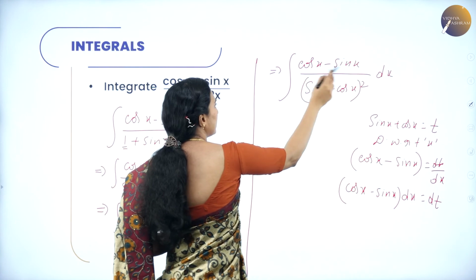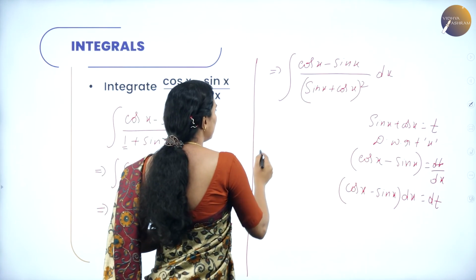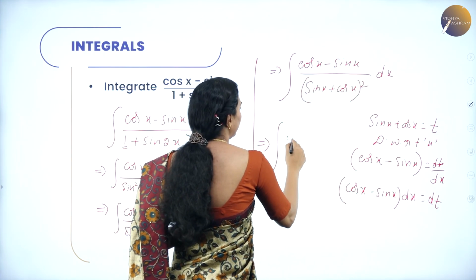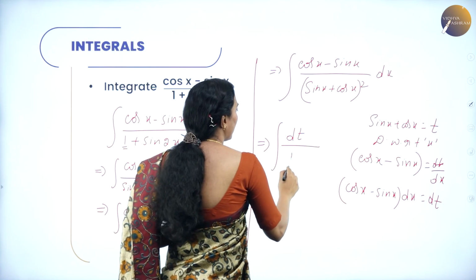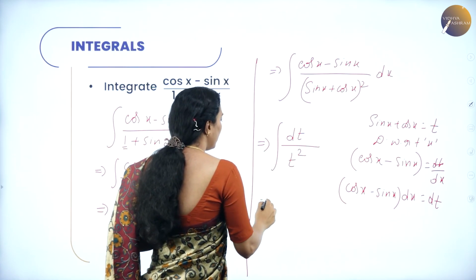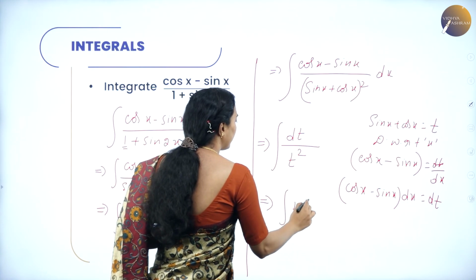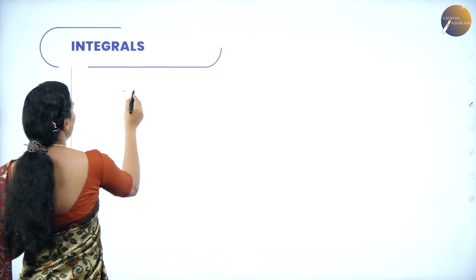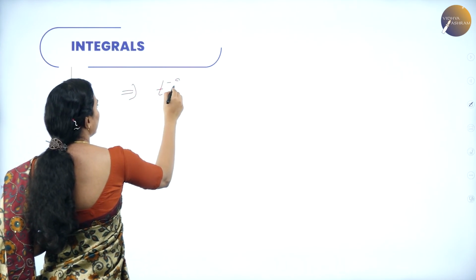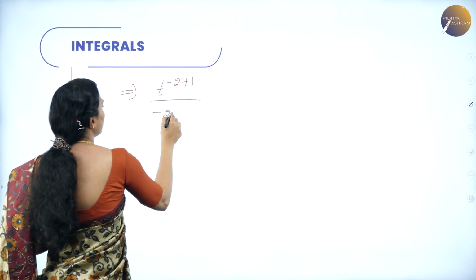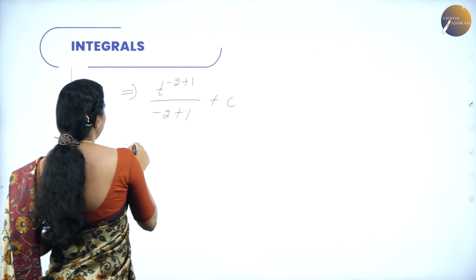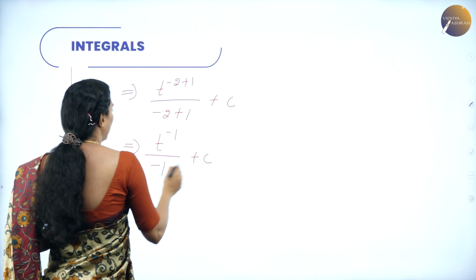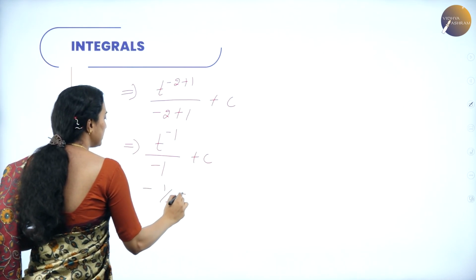Now substituting (cos x minus sin x) into dx as dt, the integral becomes dt divided by t squared, because whole squared you are having, which implies the integral of t to the power of minus 2 into dt, correct? So the integral of t to the power of minus 2 into dt is t to the power of (minus 2 plus 1) divided by (minus 2 plus 1) plus c, which implies t to the power of minus 1 divided by minus 1 plus c. Otherwise, you can have minus 1 by t plus c.